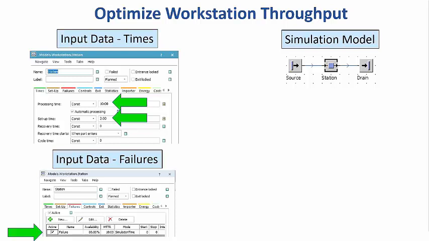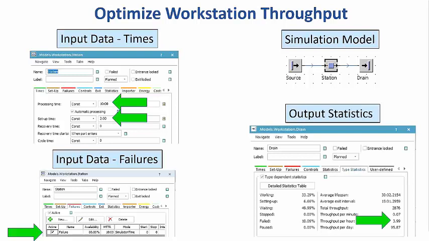Now we can run the model. Here are the statistics for a 30-day, 24-hour-a-day simulation run. The throughput is 3.99 jobs per hour. Let's assume that we need to increase throughput.